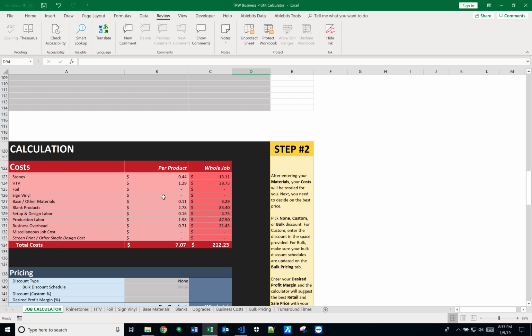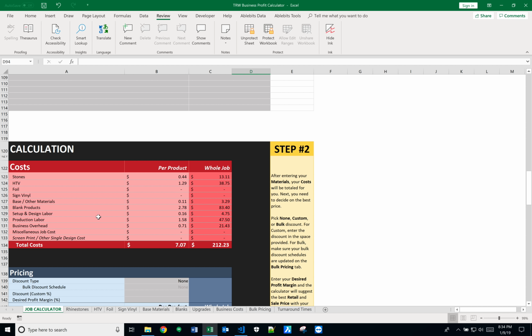Our HTV cumulatively was $1.29 per product. Multiply that by 30, you can see the whole job cost of $38.75. Base and other materials, that was our magic flock and our transfer tape. That ended up being 11 cents per product, $3.29 for the whole job. Our blanks, that was our t-shirts, $2.78, and whole job, $83.40.